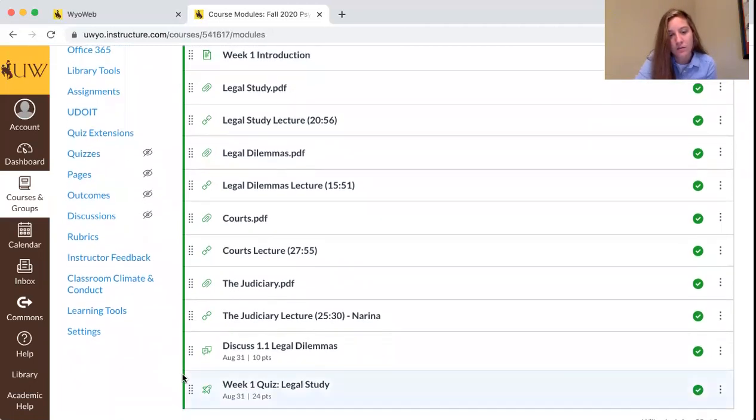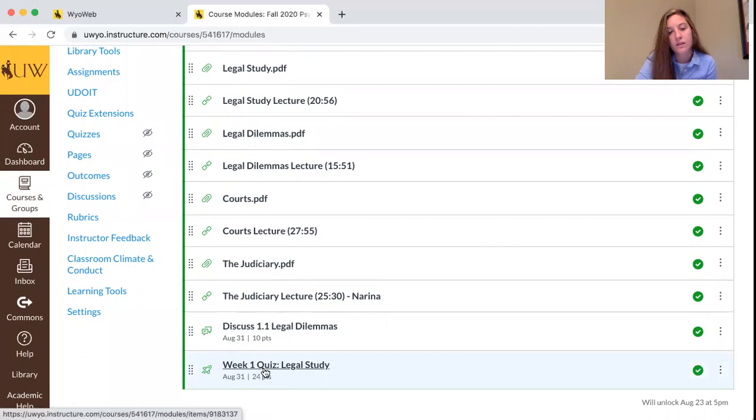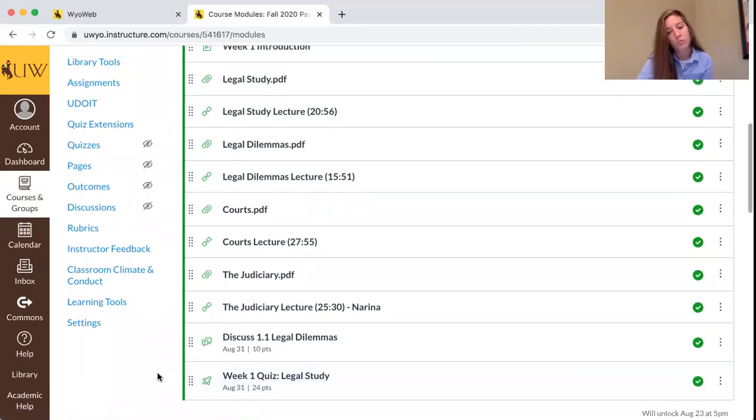Next, you will see that there is a quiz for each week. So at the end of the module each week, you will see a quiz, and those quizzes are worth 24 points, as I mentioned on the syllabus, and then you will see the due date as well. And essentially, all you have to do is go in and complete that quiz by the due date, and it automatically generates your grade, so you should be able to see that grade right when you're done.